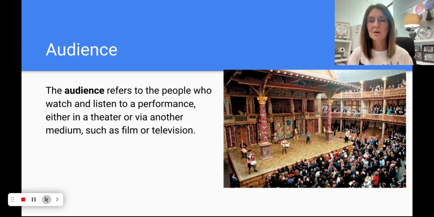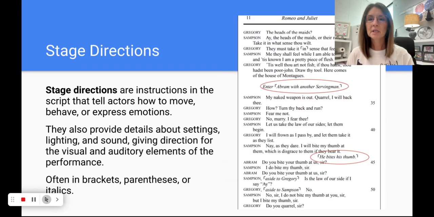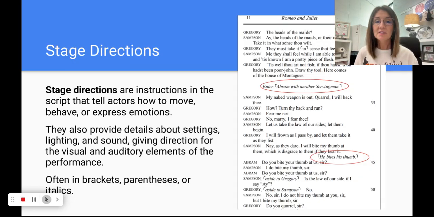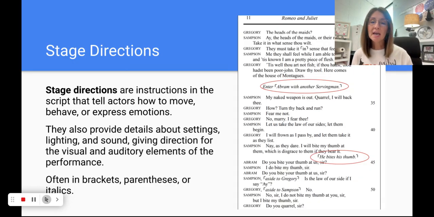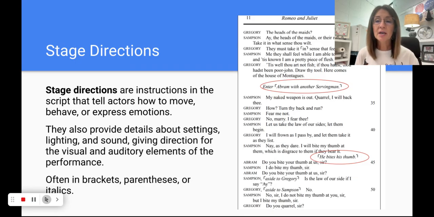We do have box seats now, and those are very expensive if you go to a play or performance like that today. Next is stage directions. Stage directions are instructions in the script. They are important, and a lot of times we skip over them because they are in italics or parentheses or brackets, and we are kind of trained to ignore that, but we should not ignore the stage directions, because a lot of times they tell the actors how to move, behave, express emotions.